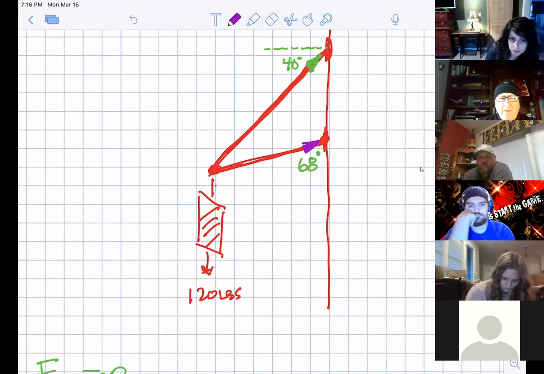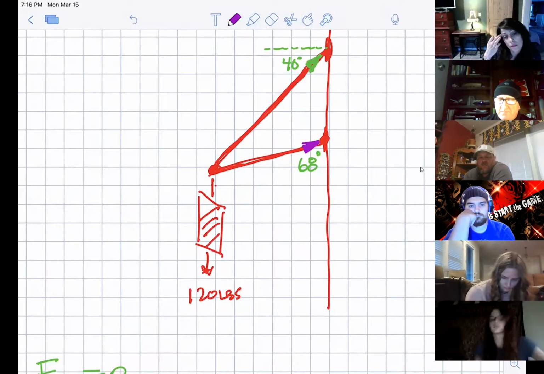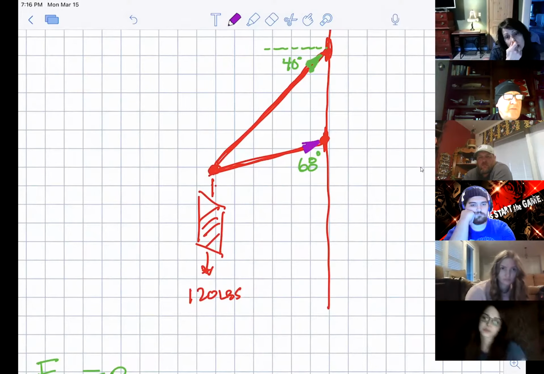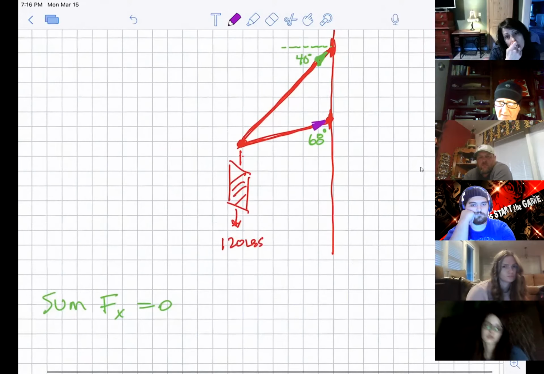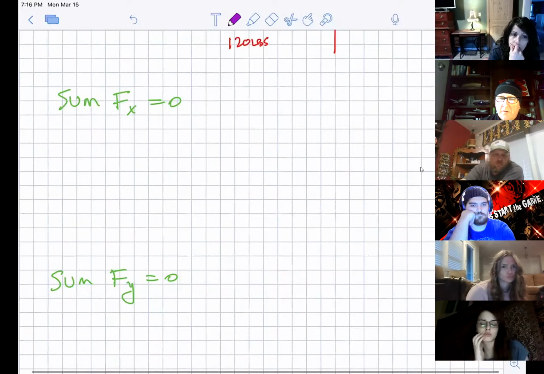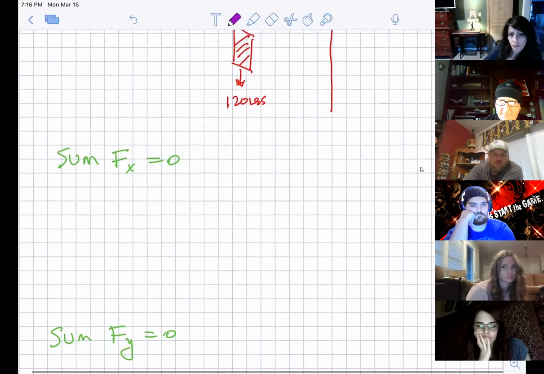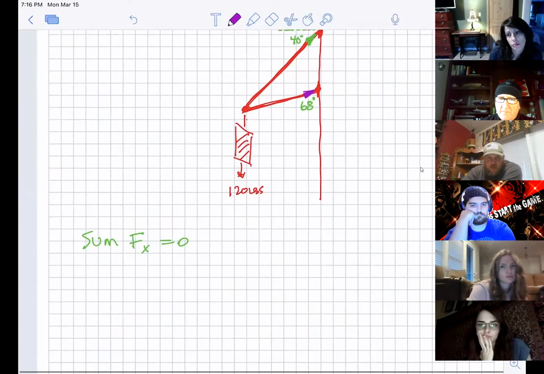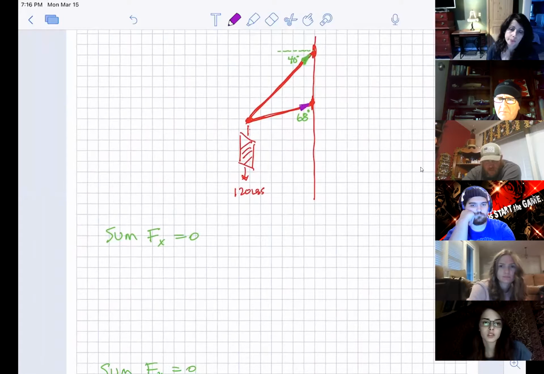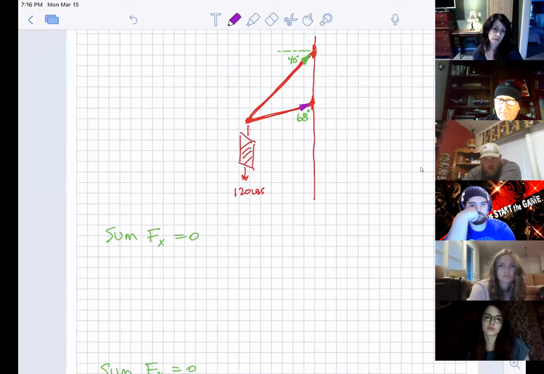But can anybody tell me why that can't possibly be true? How come those two arrows, those two vectors, not both do that? Remember, I need the sum of the forces in X and Y to be zero. The distance the weight is away from the wall. Say that again. The distance the weight is away from the wall. You can't pull it, it has to push it up.